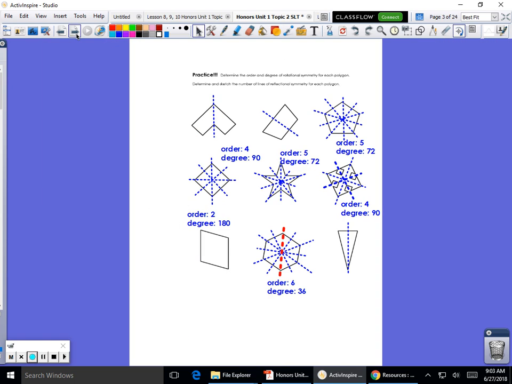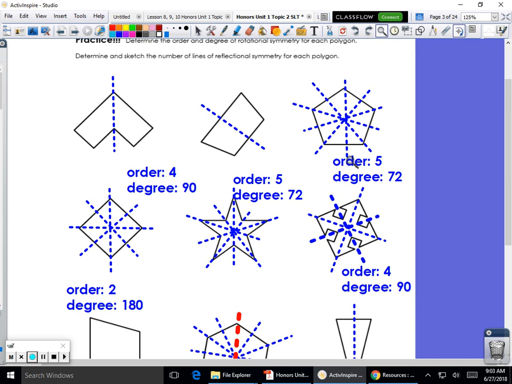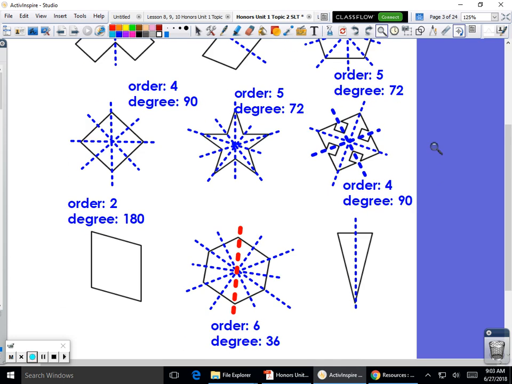On the next slide, I have the lines for reflectional symmetry. So you can see where here we can reflect there, that matches up. Check those out. All right, so we're finding where could I fold it. That gives me reflectional symmetry. And how many times could I rotate it? And what degree measure am I rotating through to get the degree?